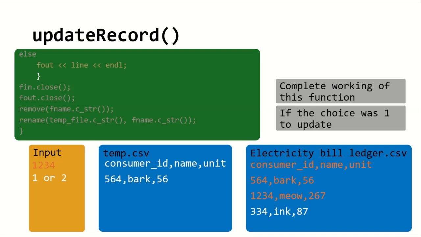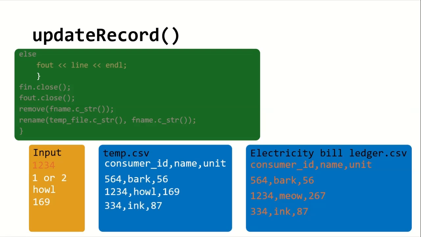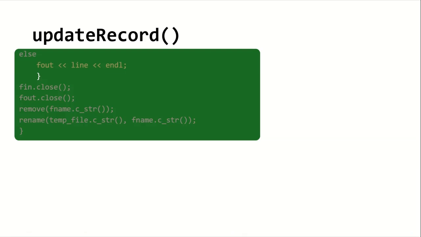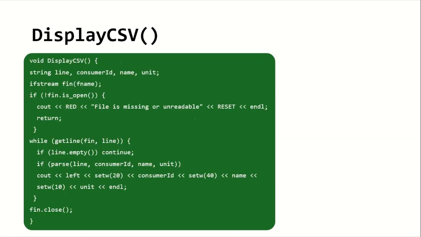But if the choice was 1, we want to update the file, we are going to take some inputs. We are going to take the new name, let's say the name is Howl and the new unit is 169. Then we are going to write the updated record in the CSV, and then we are going to the next line, and write it till the end of the file. Then we are going to close both the files and rename them.